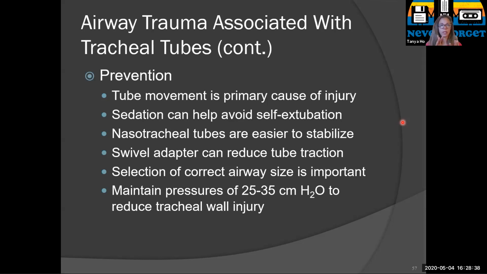So you want to make sure that it's secured properly, and you want to avoid pulling on the endotracheal tube or the tracheostomy tube one way or the other. This means keeping the circuit and everything nice and up so that it doesn't pull down on the patient, okay? You can see here a swivel adapter can reduce the tube traction. Some of these swivel adapters, especially on the trach, allow the circuit to move up and down so that it doesn't pull up and pull down on the tube.